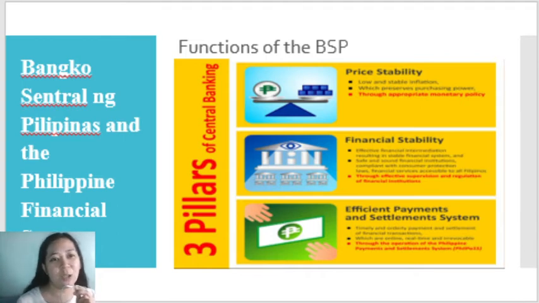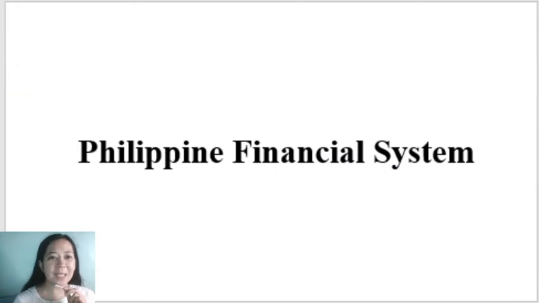Okay, so this is just an introduction and overview of what Bangko Sentral ng Pilipinas is. If you would like to learn more about BSP, you can go through their official website and read and learn more about our central bank. So these are just essential features that we have taken for this module for you to be able to understand what Bangko Sentral ng Pilipinas is. Okay, so the next is the Philippine financial system.